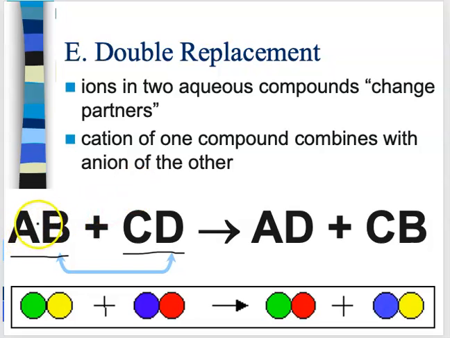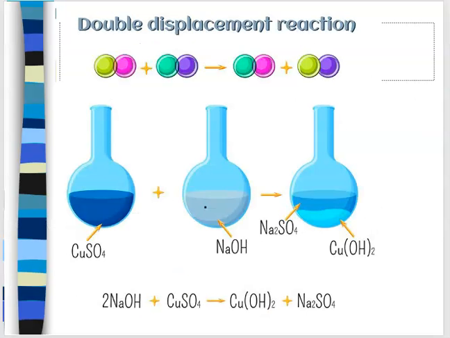Essentially, when you dissolve them in water, they split apart into their ions, and then they sort of trade places, if you will. So the positive ion, which is the first one in each ionic compound, they swap places. So positive ion A then combines with negative ion D, and positive ion C combines with negative ion B to form two new ionic compounds.